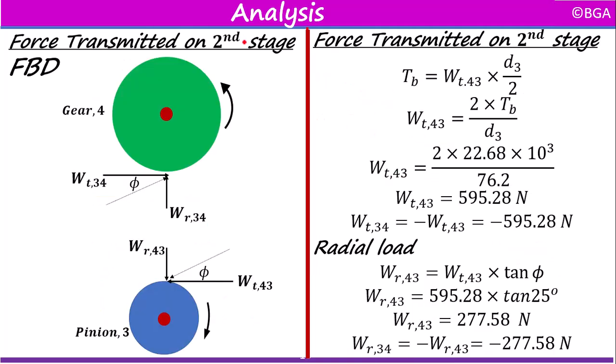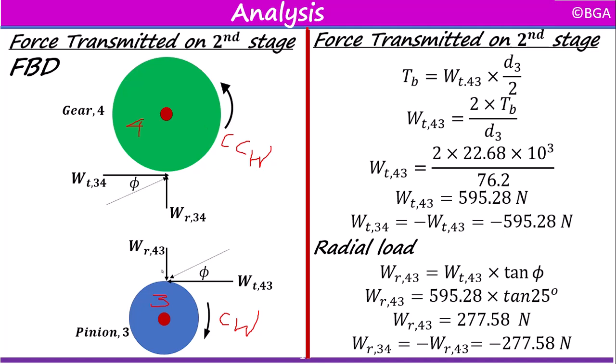Let's find out the force transmitted on the second stage. On the second stage, we have gear 3 here, the driver gear, and gear 4. So gear 3 is found out already to rotate in the clockwise direction, which makes gear 4 rotate in the counterclockwise direction. Why does gear 4 rotate in the counterclockwise direction?